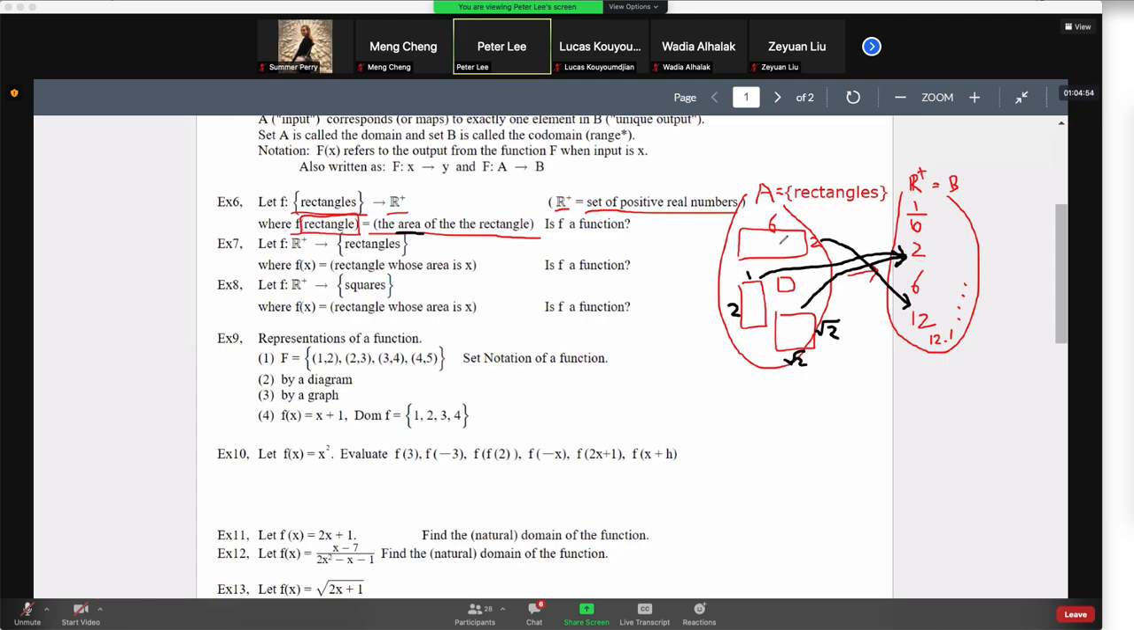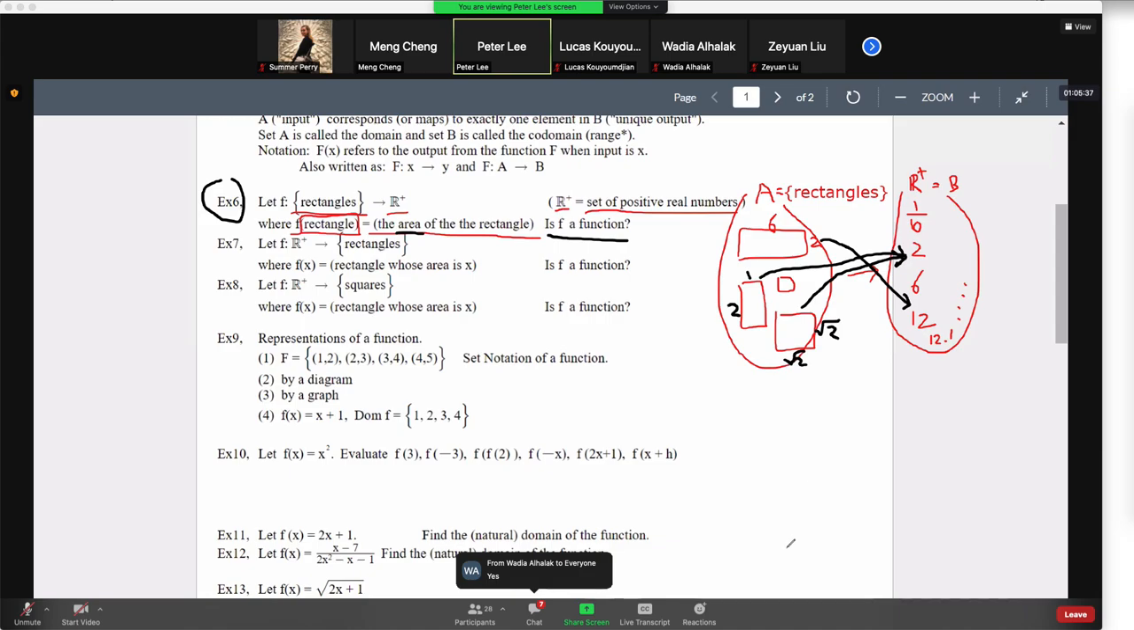And then for each rectangle, we will make a correspondence to a number which represents the area of the rectangle. So the question is, is that a function? Is everybody with me here? Example 6. For each rectangle, we will match that to the area of the rectangle. So the function f of the rectangle is equal to the area. So for each rectangle in the domain, we are now going to match the area of the rectangle in the range.